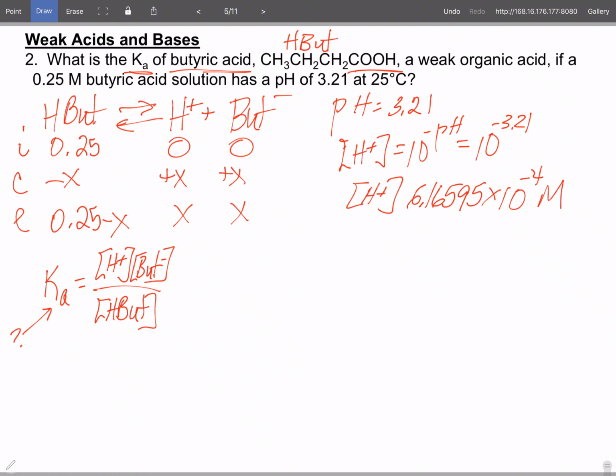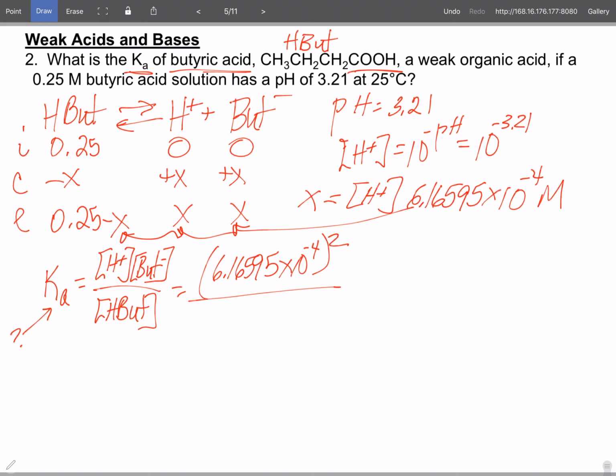All right, so that means that is the X value. So it'll go in here, here, and here. So we end up with 6.16595 times 10 to the negative 4th. Since it's in there twice, we'll just go ahead and multiply by 2. And then we'll subtract it. So 0.25 minus that value gives us 0.2493834. And once we run this, this is the Ka, which is what we're looking for.